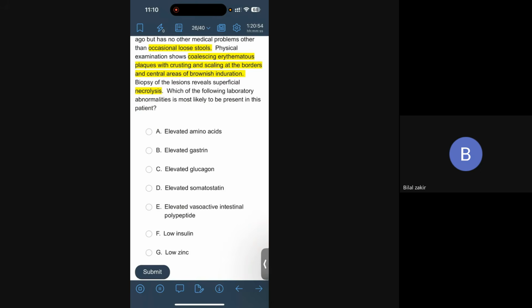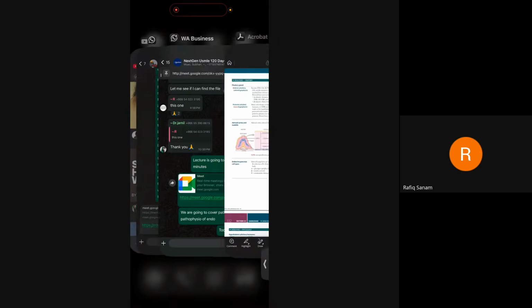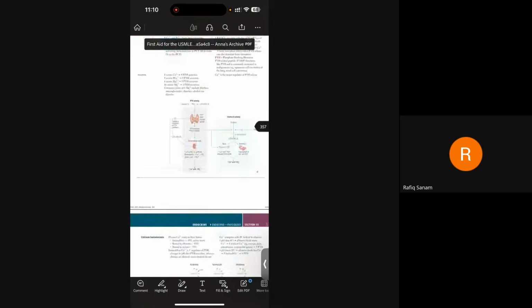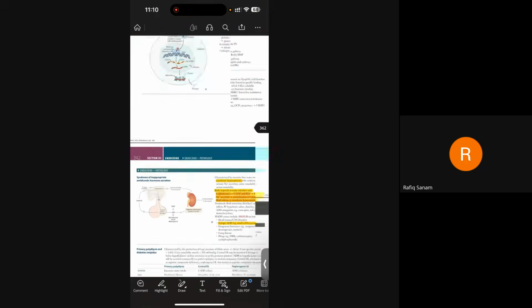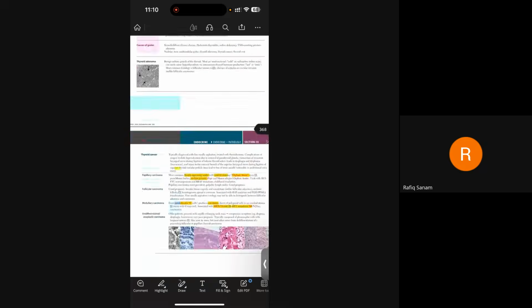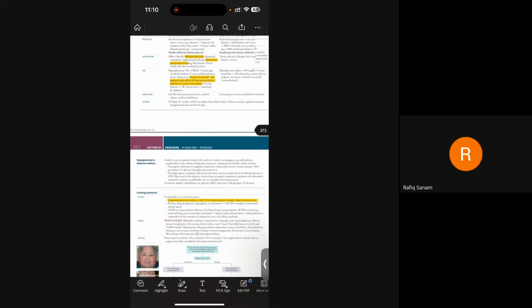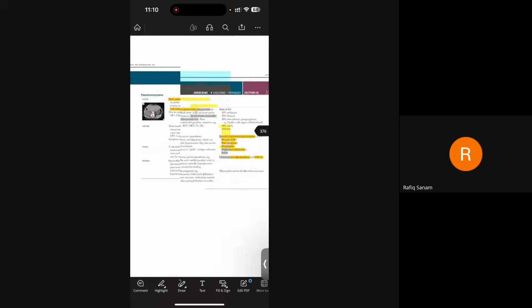There are three abnormal findings in this patient: a rash, diabetes, and diarrhea. Elevated glucagon, yes, elevated glucagon. That specific rash is much more consistent with glucagonoma. In that you are going to see a necrolytic migratory erythematous rash.